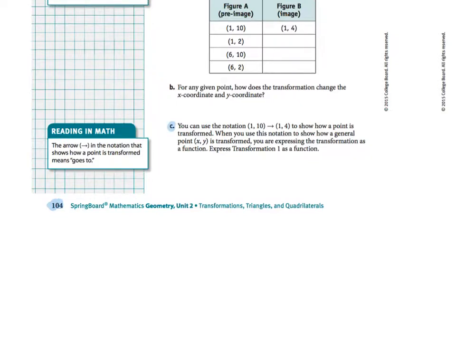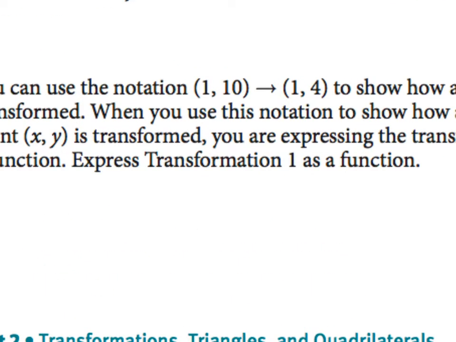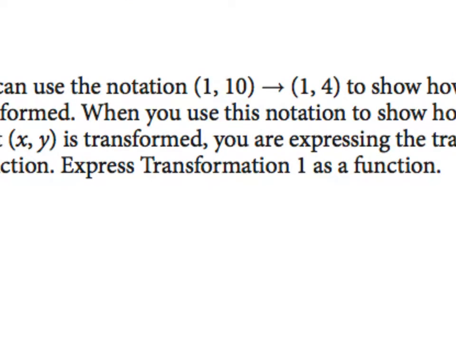So now they're saying you can use the notation (1, 10) with an arrow to (1, 4) to show how a point is transformed. So every time you see this arrow, it means that there is some kind of transformation. It's right above the arrow that's the transformation. So this point, (1, 10), is transformed to become (1, 4).